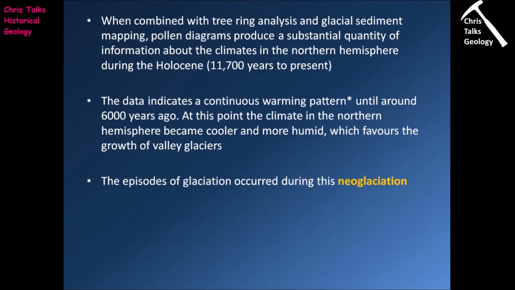So this general warming trend keeps going for about 6,000 years. Then about 6,000 years ago, we see that there is a bit of a change in the climate. So at this point, we see the climate in the northern hemisphere becoming cooler and more humid, and this favors the growth of valley glaciers. And so we have a general glacial retreat from about 12,000 to 6,000 years ago. And then about 6,000 years ago, we then have a slight change in the climate that begins to encourage glacial growth in mountainous terrain.